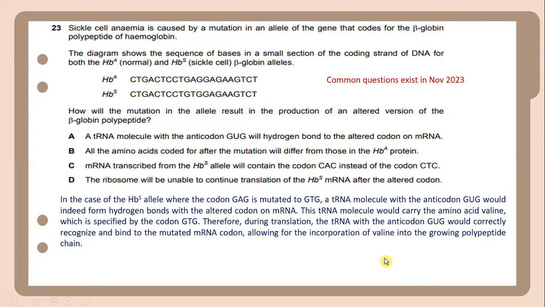The answer will be, in the case of the HBS allele, where the codon GAG is mutated to GTG, a tRNA molecule with the anticodon GUG would indeed form hydrogen bonds with the altered codon on mRNA. And this tRNA molecule would carry the amino acid valine, which is specified by the altered codon. Therefore, during translation, the tRNA with the anticodon GUG would correctly recognize and bind to the mutated mRNA codon, which allows for the incorporation of valine into the growing polypeptide chain.